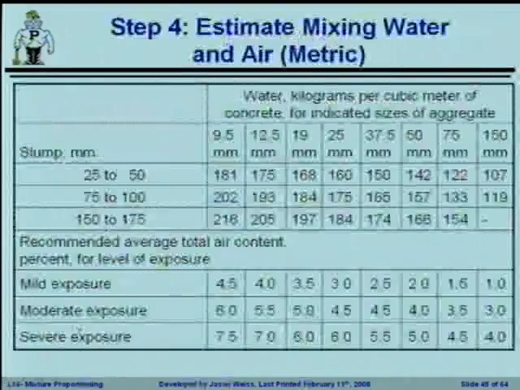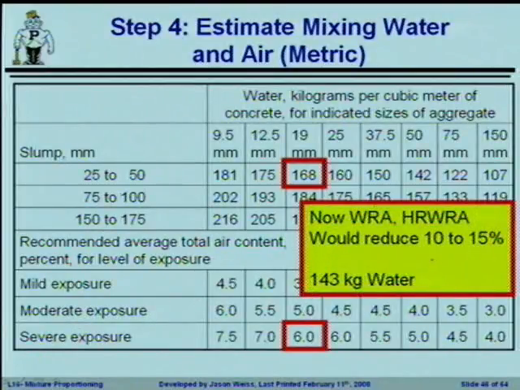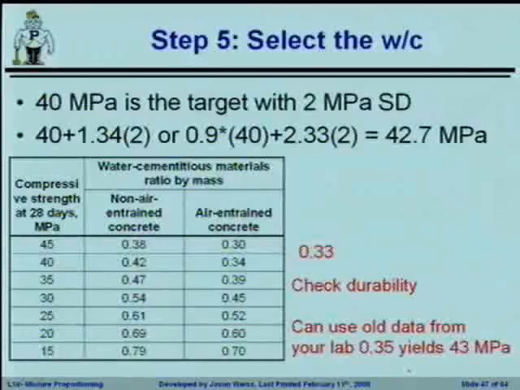Step 4 is to estimate your water content. Again, we're looking at something without the water reducer that would have a slump of about 50 millimeters. We could reduce this by about 10 to 15% due to the combination of our water reducer and high-range water reducer, so we might take this down to 143 kilograms. Severe exposure, we'd have 6% air. You could select your water to cement ratio.